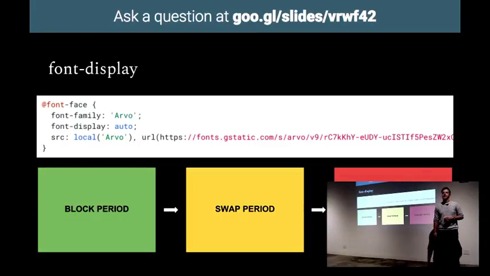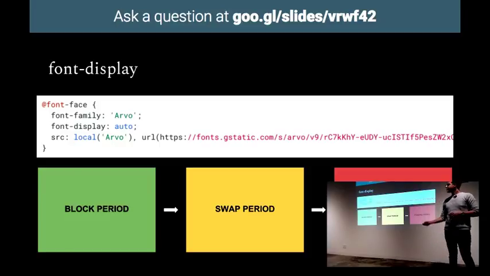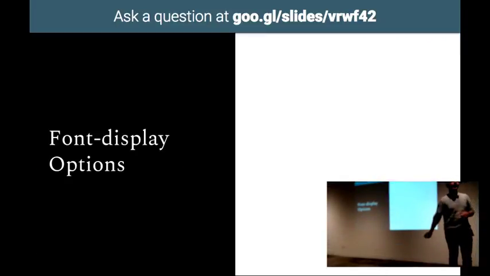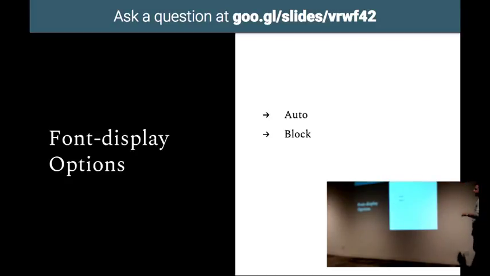So font display has a bunch of different values. The first one is auto, which is just let the browser do what it does. Most of the time this is a 3-second block period, infinite swap period, no failure unless there's a problem. So that's called block. If you set it to block, that's exactly what font display block does. 3 seconds block, infinite swap, and then no failure, ideally.